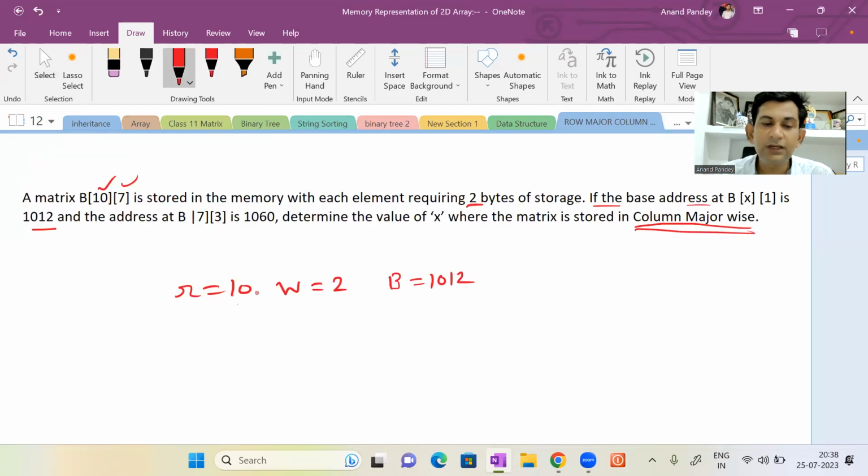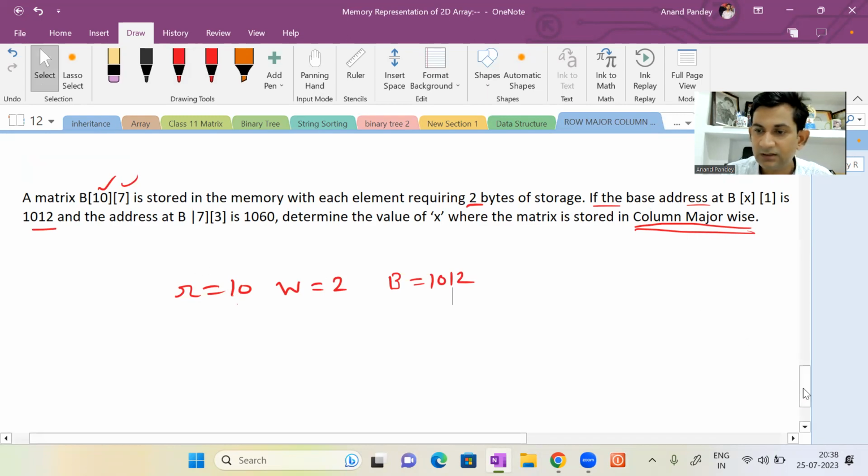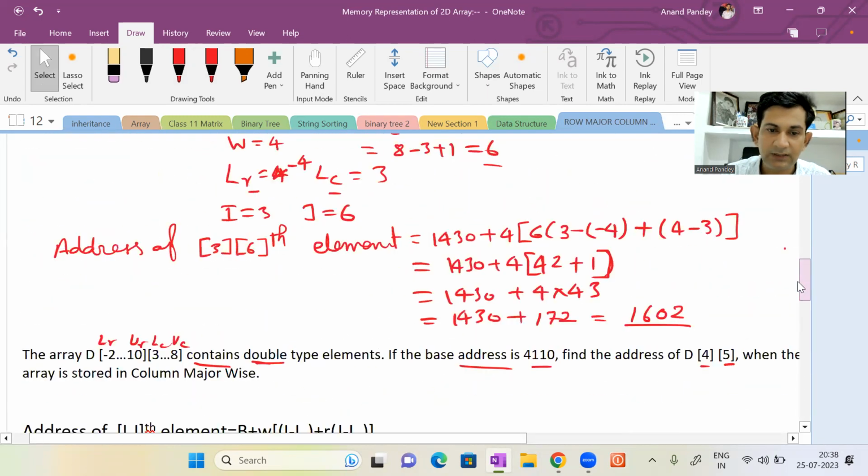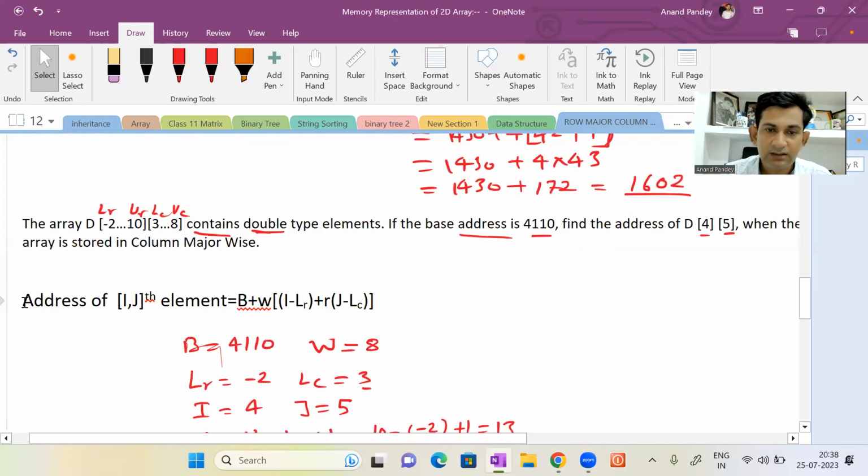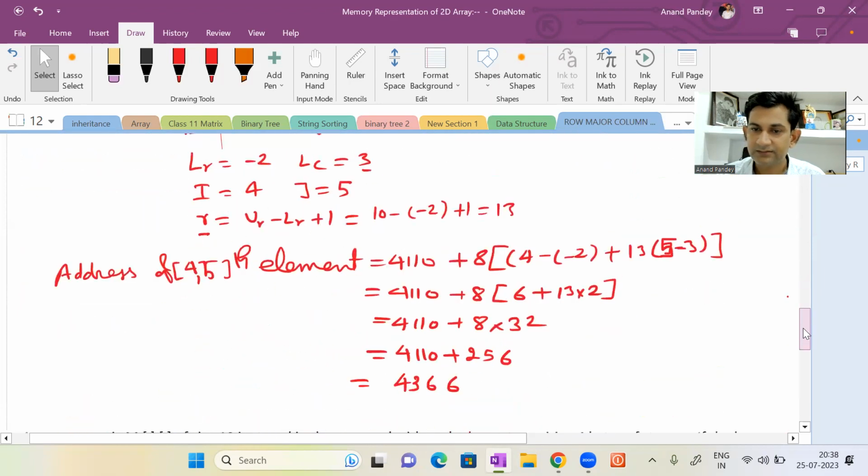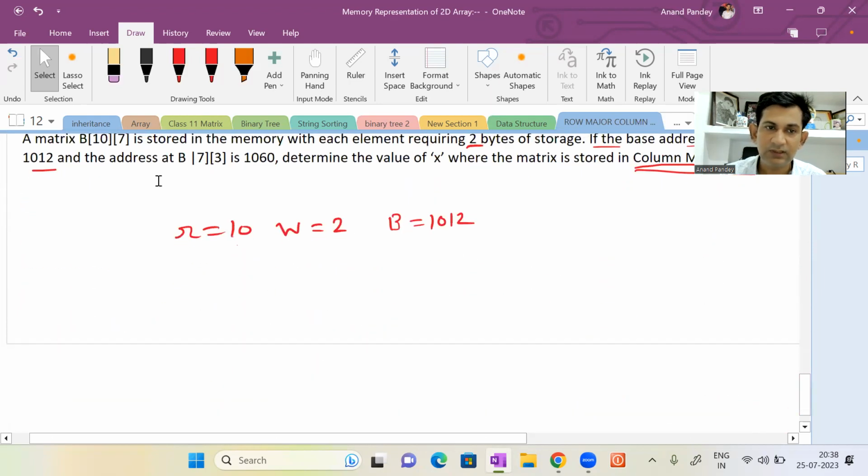Now we need to find the address using the formula. Let me tell you the formula. This formula I have given already. Again, I'm copying this formula, Control C, and here I'm pasting it.